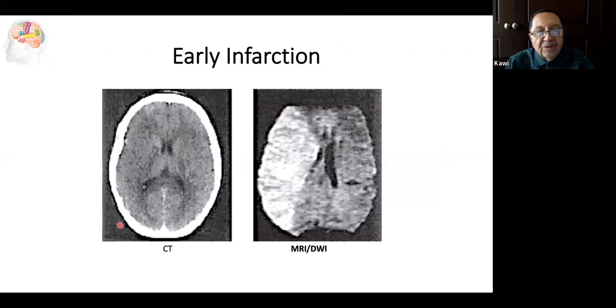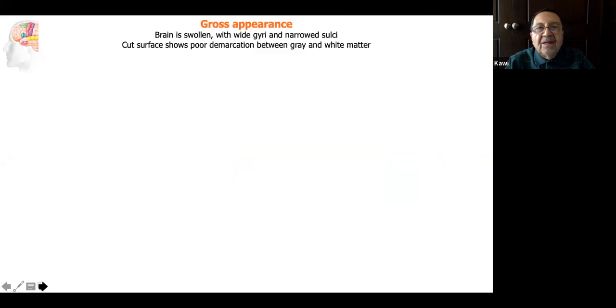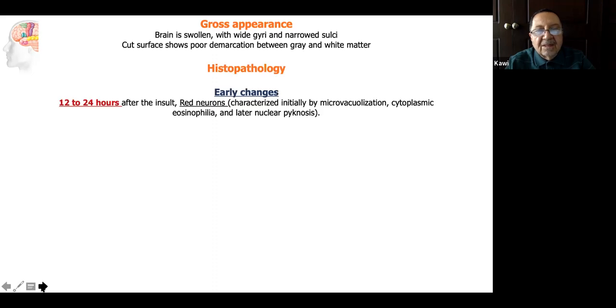Early in the infarction, we may not see evidence of infarction on the CT scan, or it may not be very visible, but there is an MRI technique called diffusion weighted imaging that will characterize the area of infarction. In the gross appearance during the early infarction, the brain becomes swollen with wide gyri and narrow sulci, which is what we call effacement of the sulci.